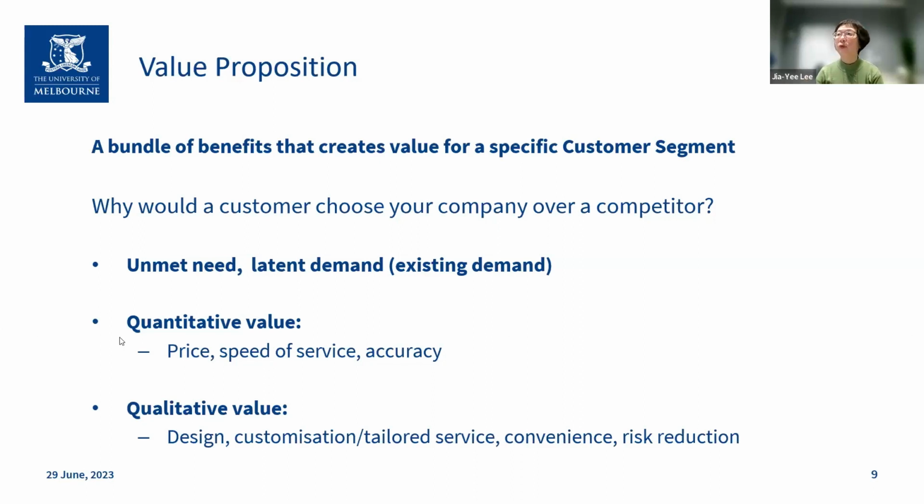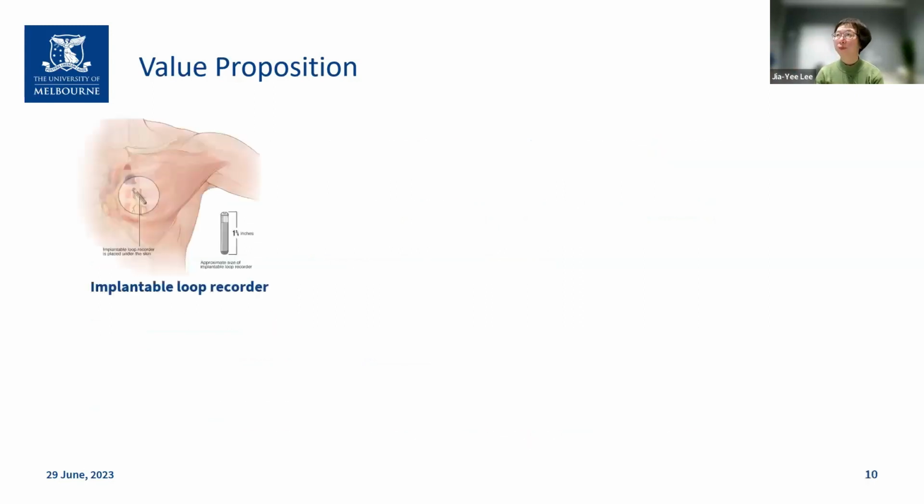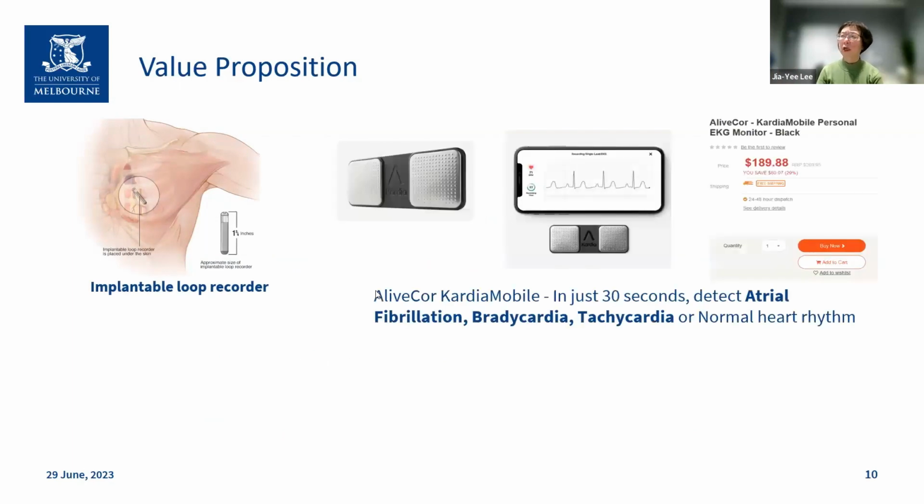These are all examples of where, when you're developing that product, you can help the customer see, I like your product more because it helps me capture a range of values. So an example of that is, I'll use an implantable loop recorder as a competitor to this product called AliveCore.